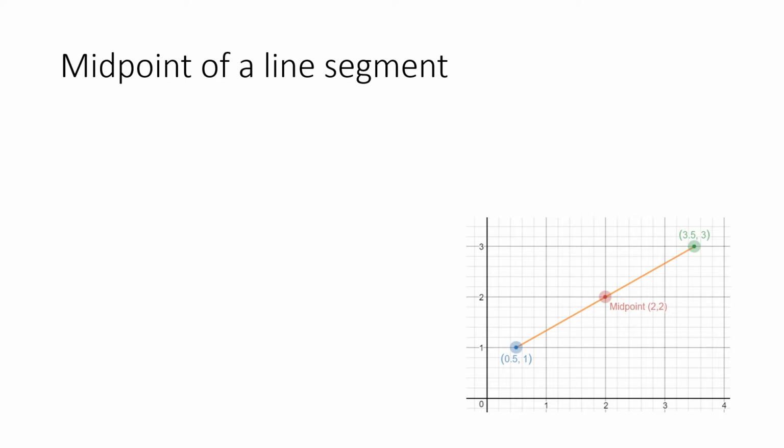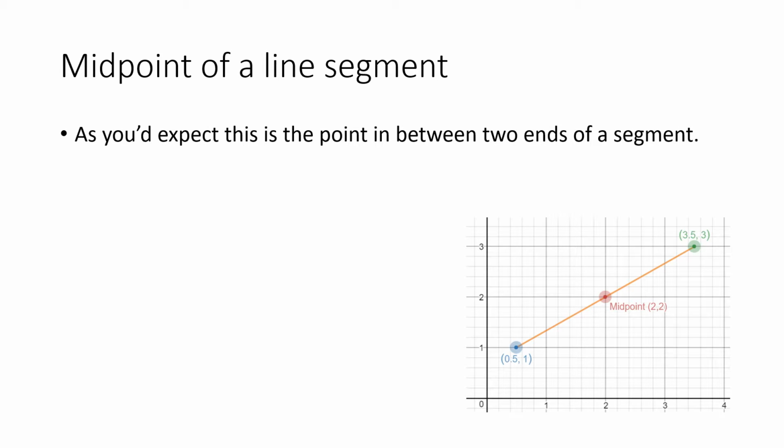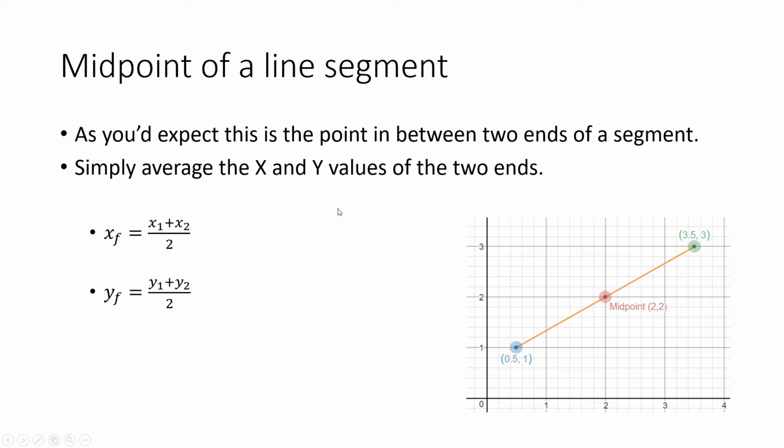You may need to find the midpoint of a line segment. Obviously this only works if you've got 2 points. Can't find the middle of something that's infinite. So all you do is simply average the x and y values. In this example, the x values 3.5 plus 0.5 is 4. Half that to get the average, and it's 2 for the x. The y values are 3 and 1, add them, you get 4, and average that, you get 2 again. So the midpoint is 2, 2.